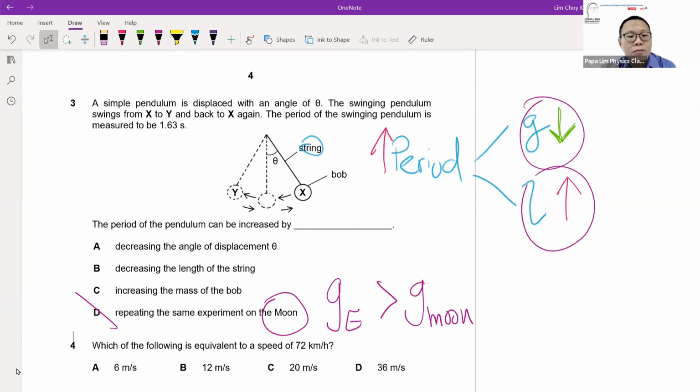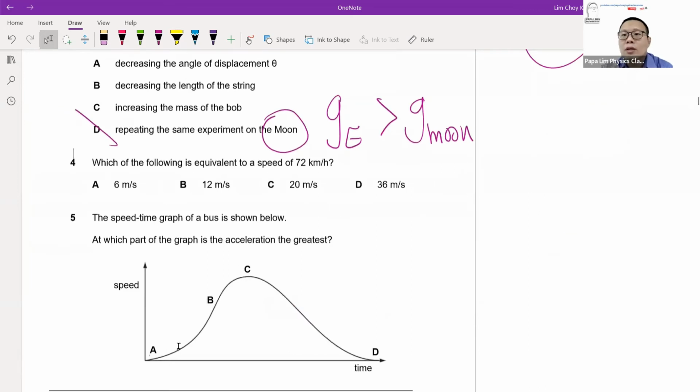Now, conversion-wise, question 4 is a conversion question: 72 km per hour. Here, what I always encourage students to do is, you don't need to remember the ratio for conversion from meter per second to km per hour. Normally, what I tell students is to try to convert the units one at a time. For example, we are looking at 72 km per hour.